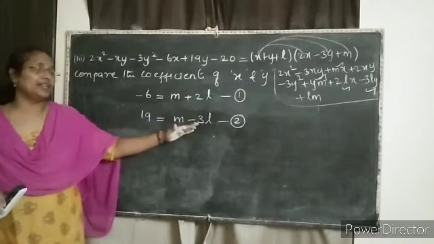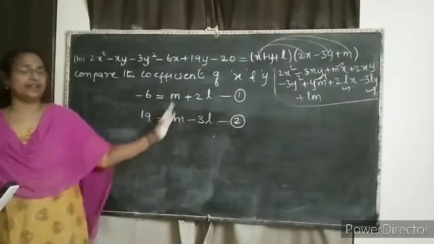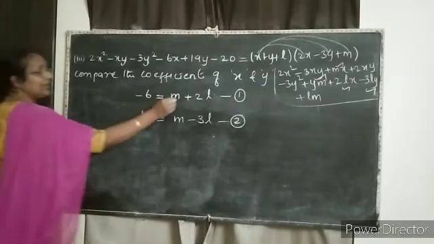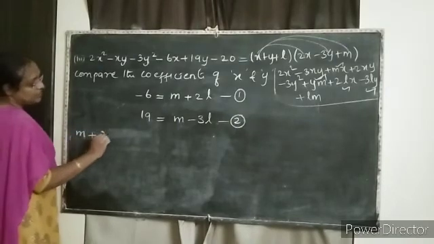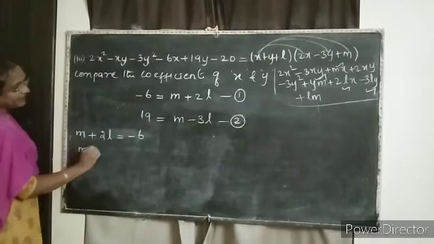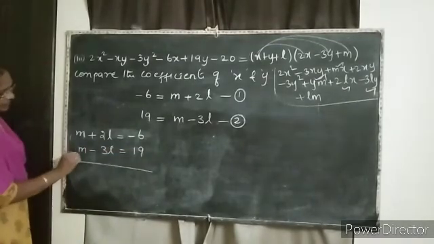We are going to find the values of l and m, using the elimination method. Both equations have m. So we can rewrite m plus 2l equal to -6, and m minus 3l equal to 19. So now change the sign.